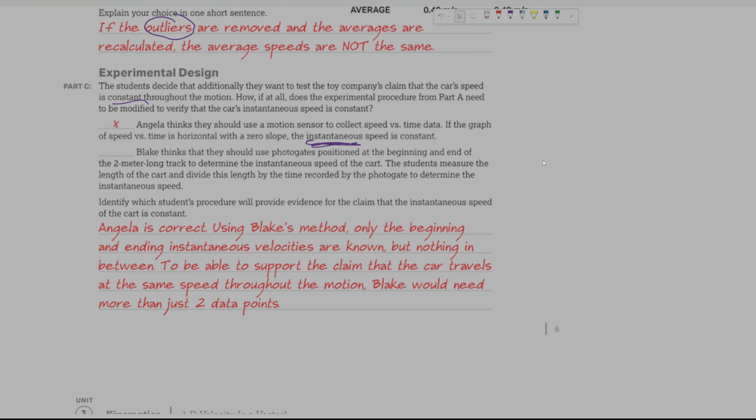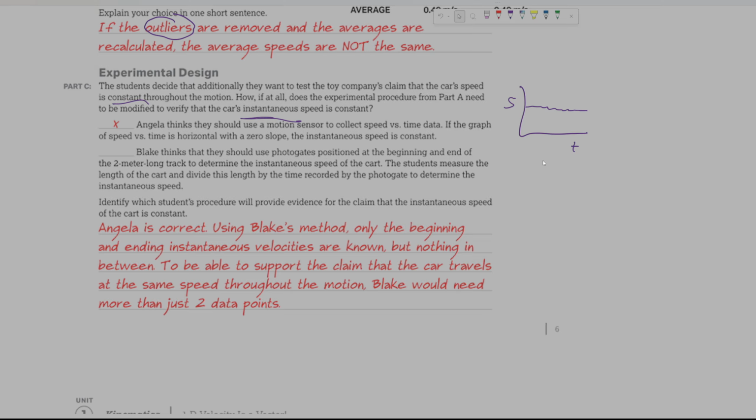So Angela got it correct, I underlined the wrong one, oops. So Angela got it correct in that you want to use motion sensors to get speed versus time for the entire trip. And if you could picture this graph, speed versus time, as time goes on, if your speed is roughly a straight line, that means that your speed never changed. It's got a constant speed.